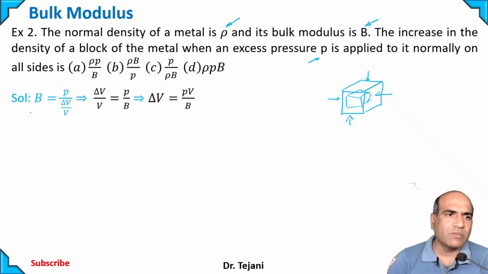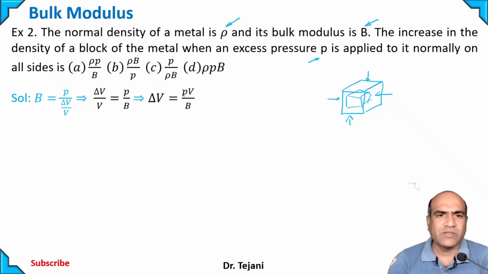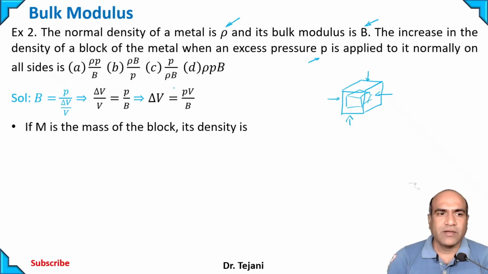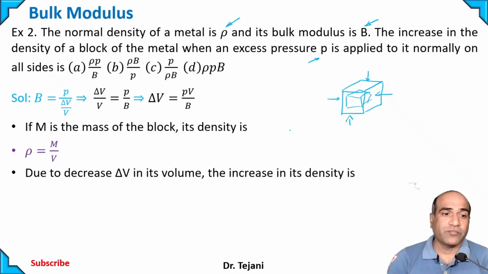We know that bulk modulus B is equal to P divided by delta V by V, and we can convert this: delta V by V is equal to P by B, and delta V is equal to PV by B. Let us assume M is the mass of the block. Density rho is equal to M divided by V. Density is just the ratio of mass to volume.